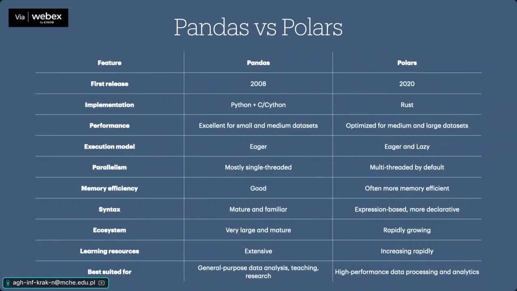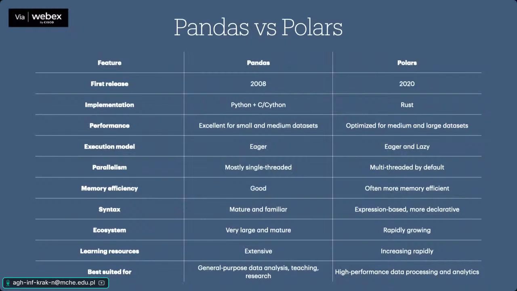Memory efficiency in Pandas is not bad. You can really implement and get huge data sets, and it will work okay. But Polars is often more memory efficient, but it also comes from the lazy execution model that you can implement. Syntax for Pandas is more mature and familiar, of course, because it's an older one. And Polars is more declarative and more expression-based.